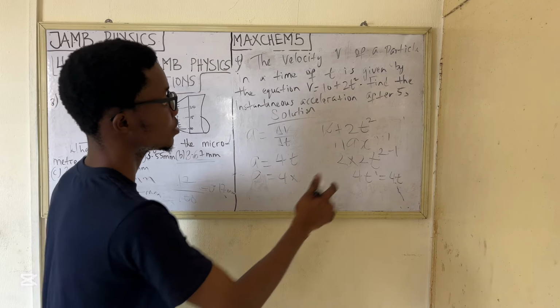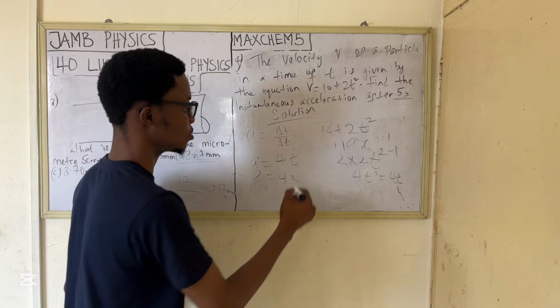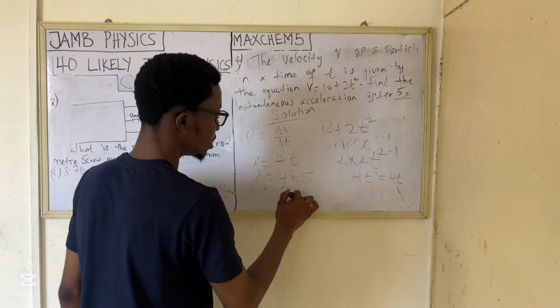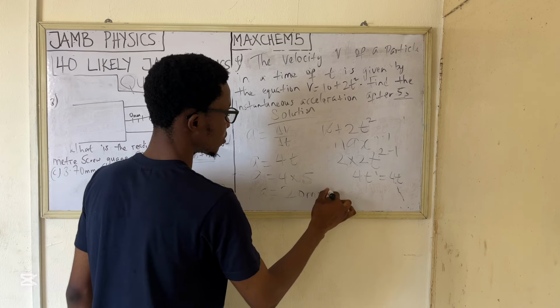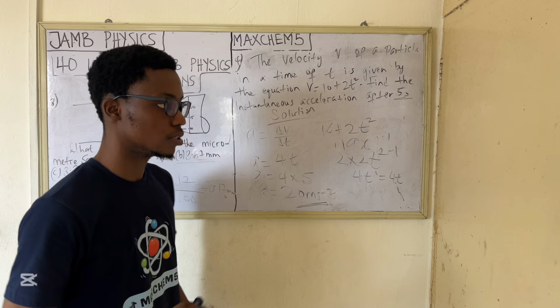The value of our t is what? 5 seconds. So you now have 4 times 5, which is what? That is equal to 20 meters per second squared. That is the value of our acceleration in questions like this.